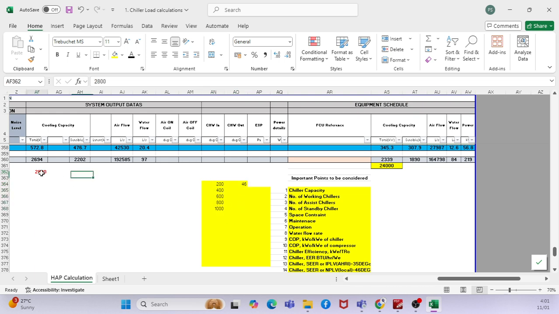Now, say I have 2,800 kilowatt in my project. If you go to the manufacturer, they have 1,200, 1,400, 1,600, 1,800, 2,000, and maybe 2,200. This is for comfort cooling.